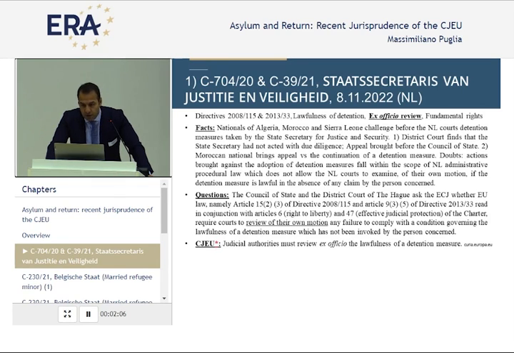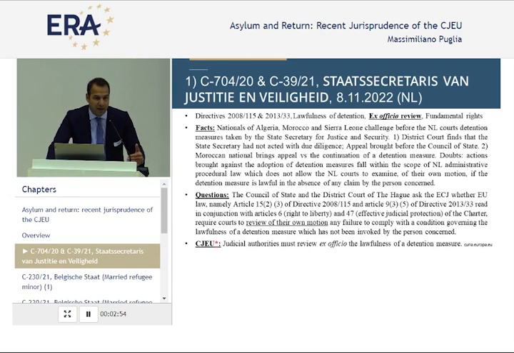In the first case, the district court finds that the state secretary didn't act with due diligence, and so there was an action brought before the Council of State. In the second case, these are joint cases decided by the Grand Chamber of the Court of Justice, a Moroccan national brings an appeal against the continuation of detention measures, but the doubts that these national jurisdictions have are the same. Why? Because according to national law, actions brought against the adoption of detention measures fall within the scope of national administrative procedural law, which does not allow the Netherlands court to examine of its own motion the lawfulness of the detention measures, unless the person concerned has brought an action on this point before the national court.